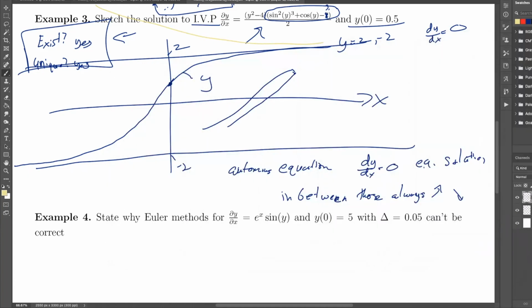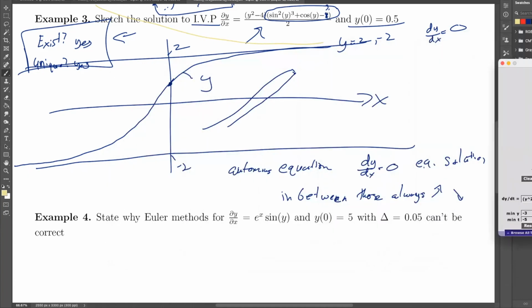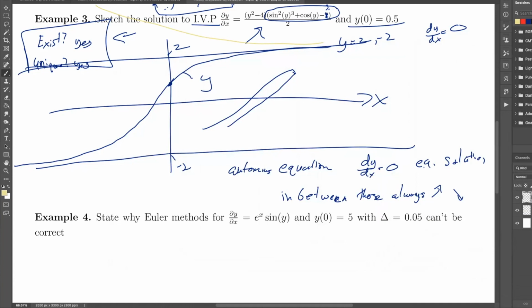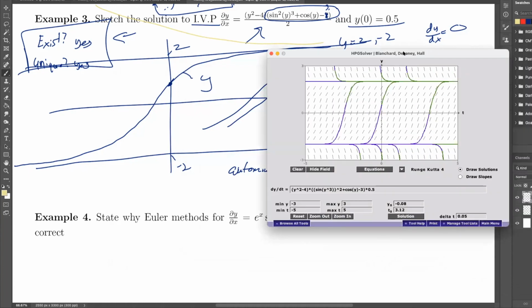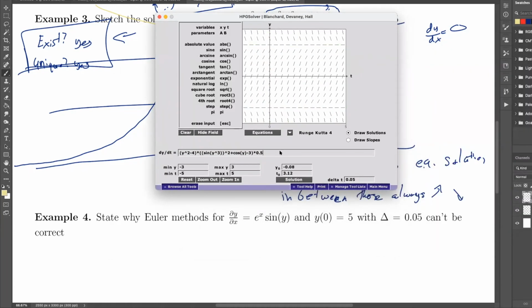All right, so let's do the next one real quick. This one we're going to do completely in the machine. I want to solve this one, but I'm going to just use numerical methods because that's what life does, right?